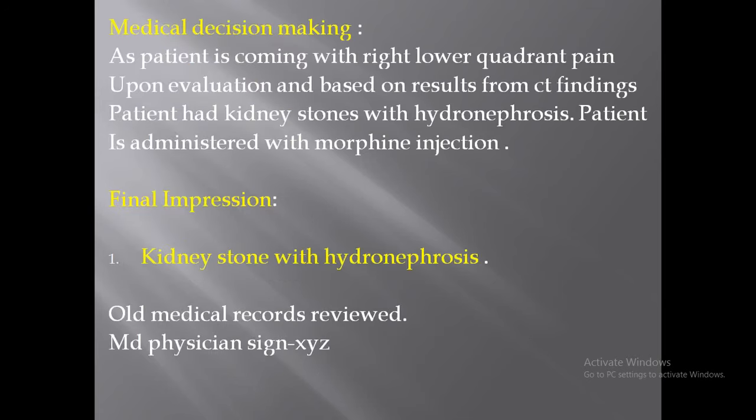Finally, medical decision making. This is the most important criteria of the ED report, because based on the medical decision making only we will give the E/M level. Based on the workup and based on the results, he will discuss everything in the medical decision making, and finally he will give the final impression or diagnosis, and he will review the old records.